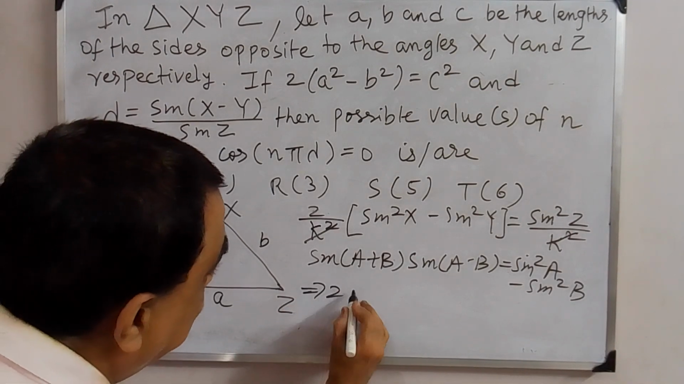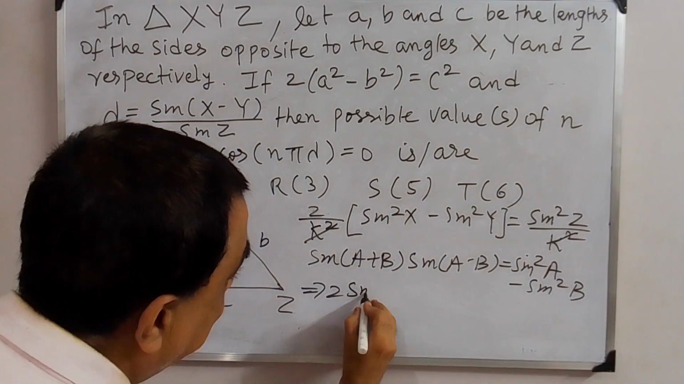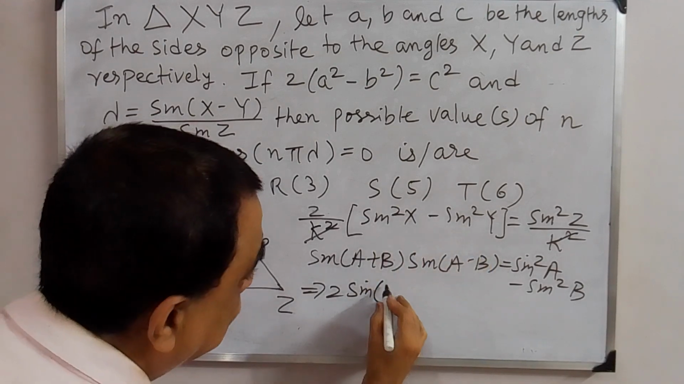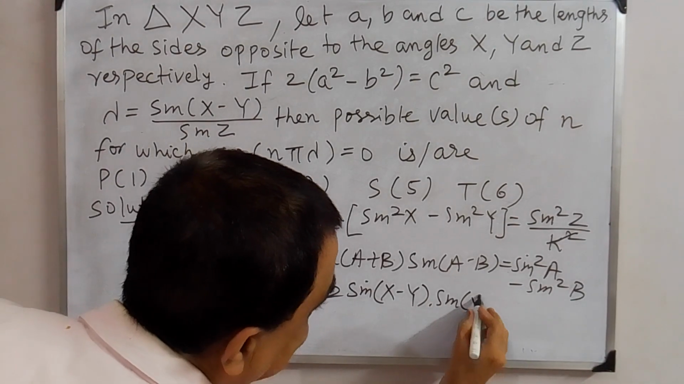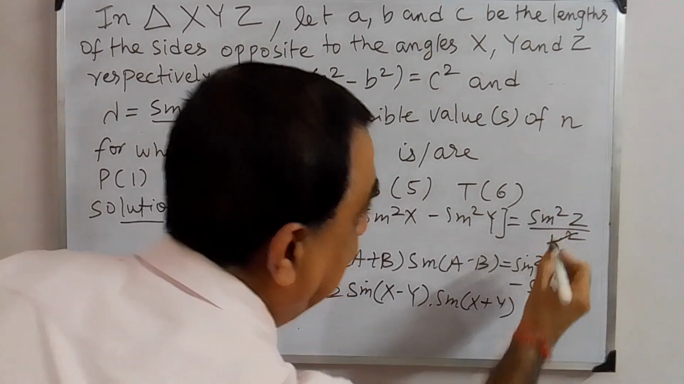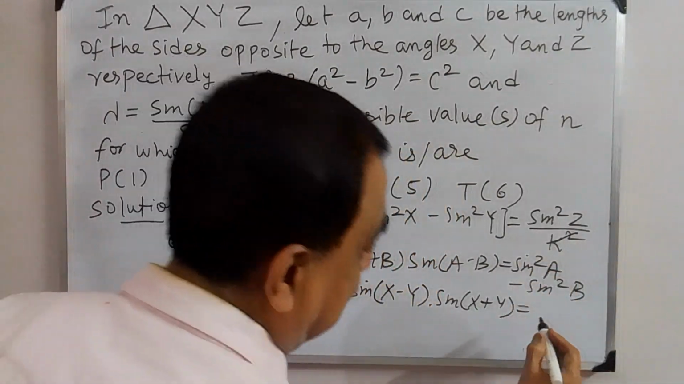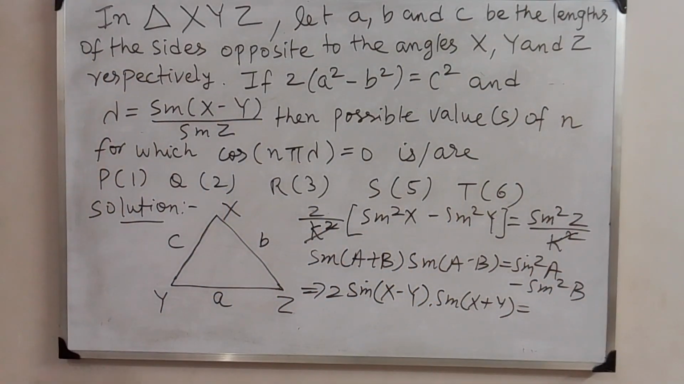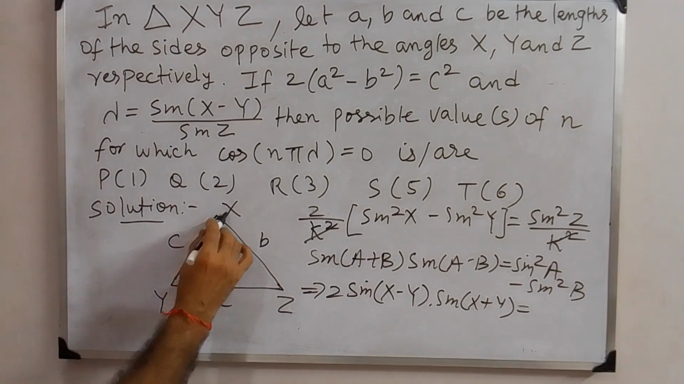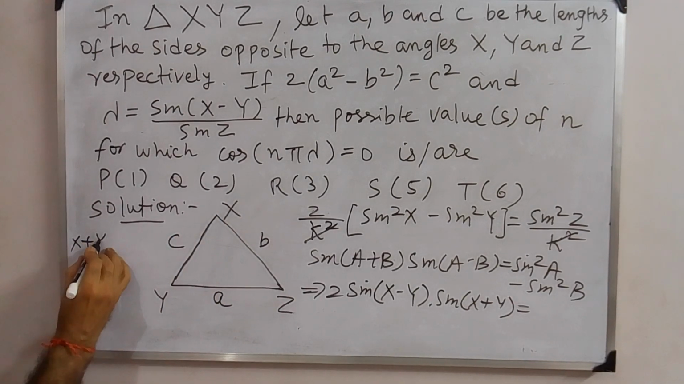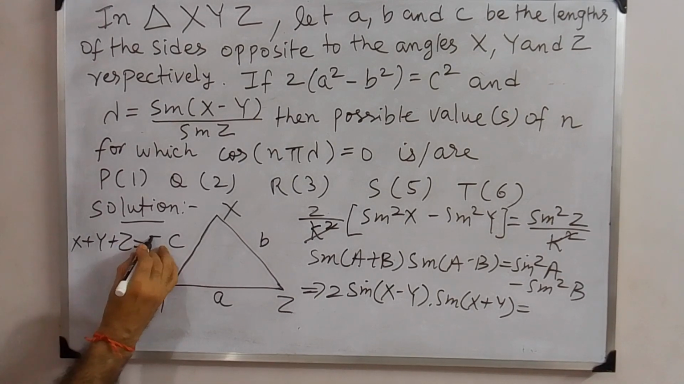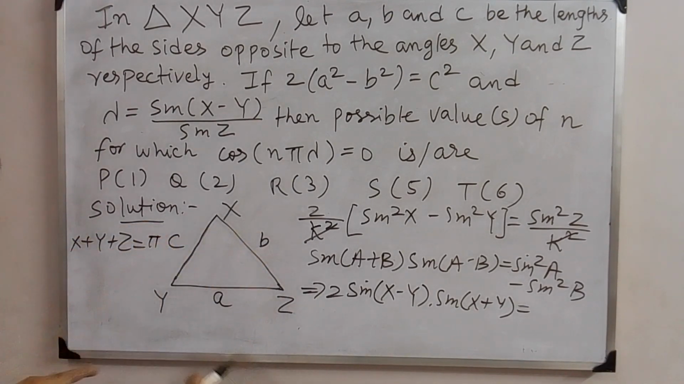So this will become 2 into sin(x-y) into sin(x+y), and this is equal to sin²z. And here one more relation you have to use: the sum of the three angles. Here x plus y plus z is equal to 180 degrees. The sum of the three angles of a triangle is always equal to 180 degrees.